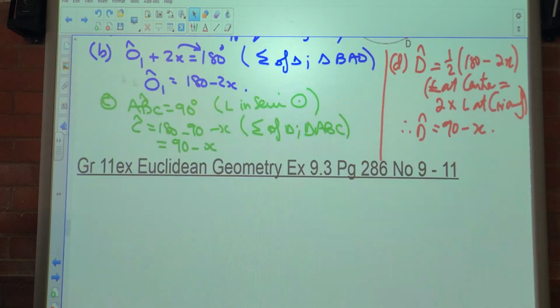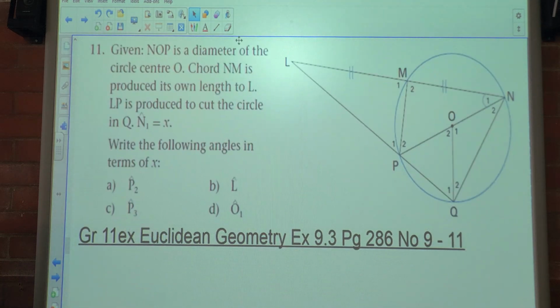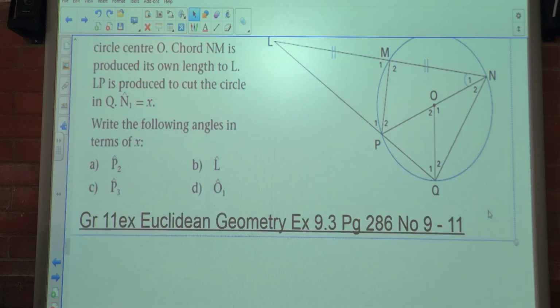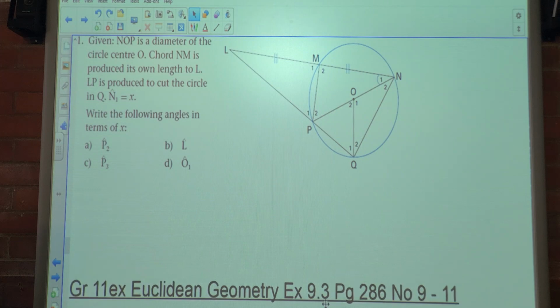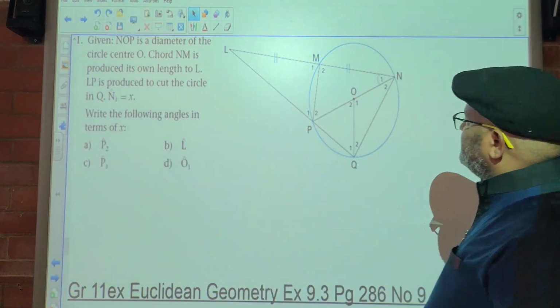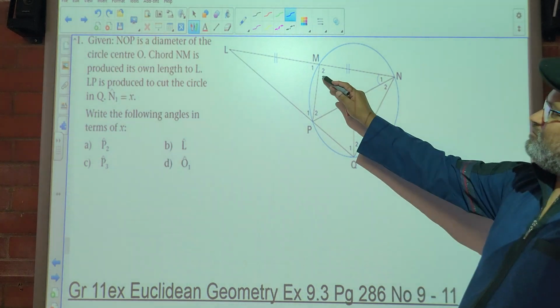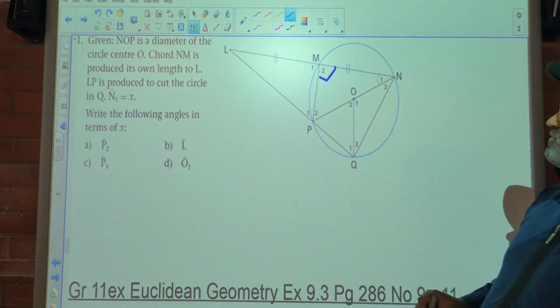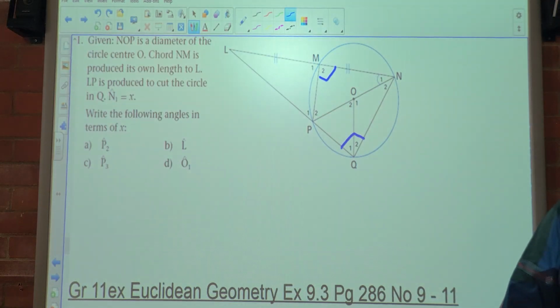Last question of this exercise. Number 11. You're given NOP is the diameter of circle with center O. So if NOP is your diameter, then what do we know? The angle M2 is 90 degrees, as well as the combination of Q1 and 2. Why? Angle in semicircle. Okay?